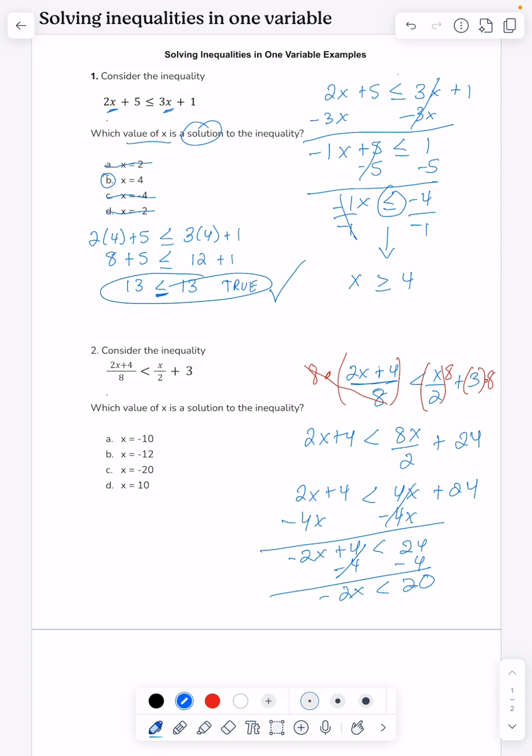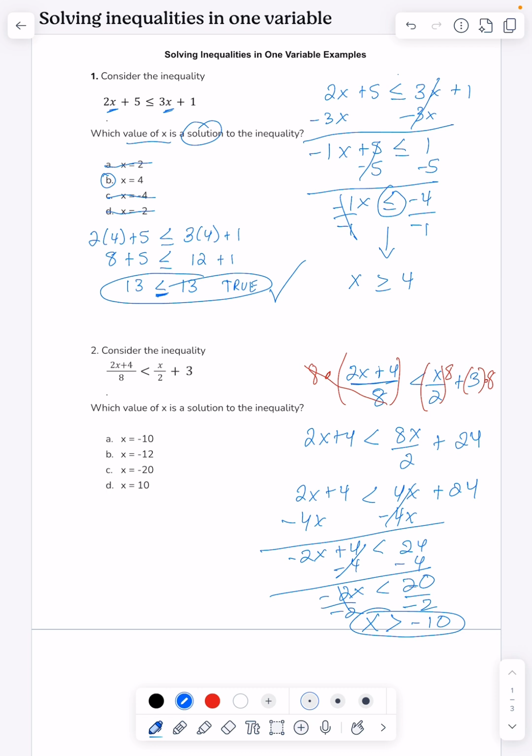Remember, here we're going to have to divide by a negative. So in this case, we're going to have to flip the symbol. So x has to be actually greater than negative 10, right? Because 20 divided by negative 2 is negative 10 here. So the value has to be greater than negative 10, right? It cannot be equal to, it has to be greater than.